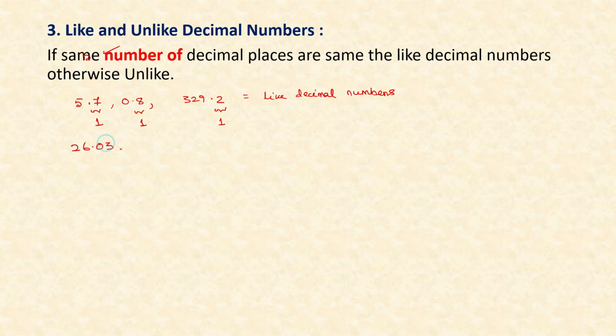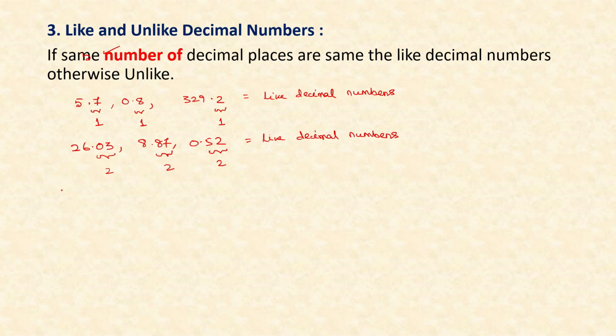Let us understand from another example. 26.03 is a number, 8.87 is also a number, and 0.52 is a number. How many decimal places are there for this number? There are 2 decimal places. Here also 2 decimal places, and here also 2. As the number of decimal places is the same for all these numbers, we can call all these numbers like decimal numbers.